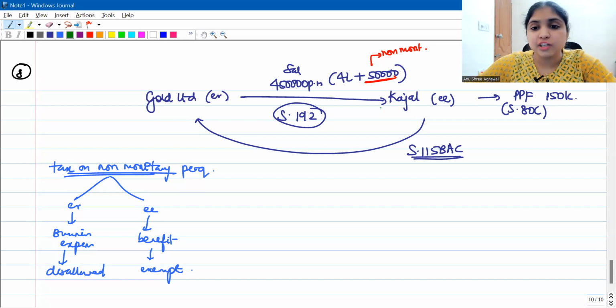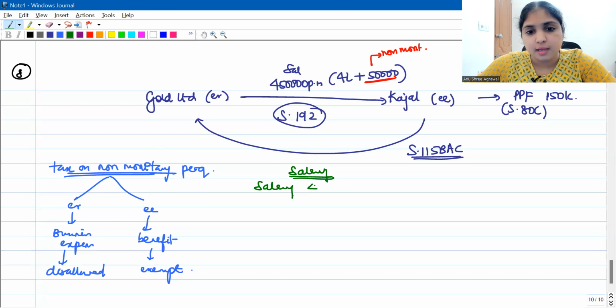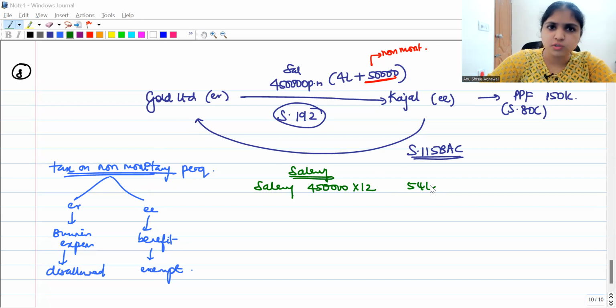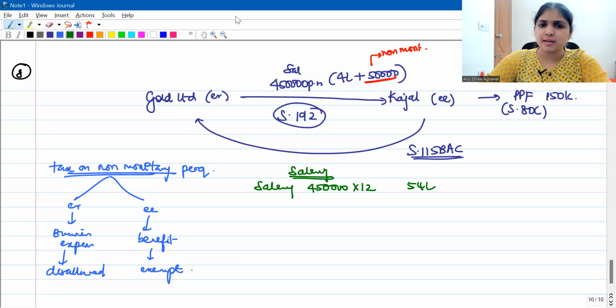So when the employer calculates Kajal's salary income, how will the employer calculate? His salary income, he would say, is 4,50,000 per month. So 4,50,000 into 12, 54 lakhs. Yes, this includes non-monetary perquisite also. Of course, it should include non-monetary perquisites because non-monetary perquisites are anyways taxable. The only tax on non-monetary perquisite is paid by employer. Only the tax part will be exempt. But non-monetary perquisites will anyways be taxable for the employee. So 54 lakhs is his salary.